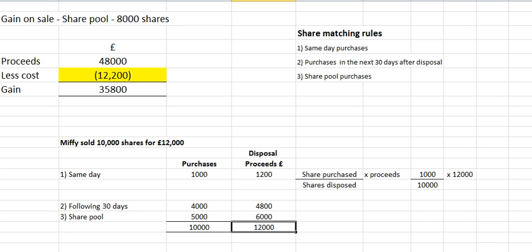So this is a really key calculation. You've got 2 disposal calculations, but you've got 1 proceeds figure. You need to be able to split it between the different disposals when you're calculating your gain. Really key calculation for you to know. Done.